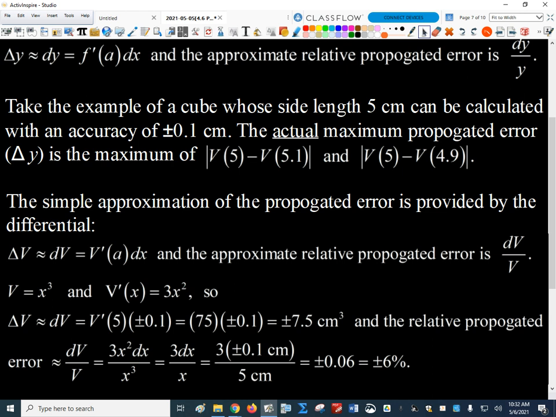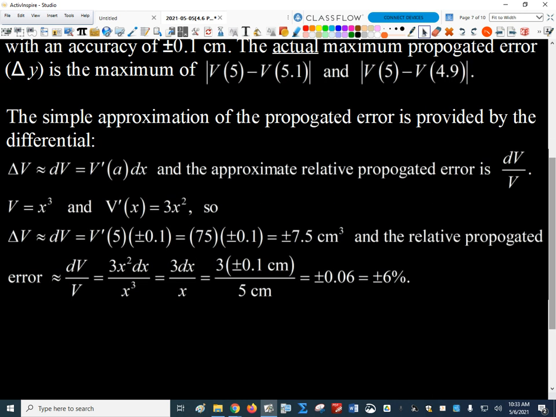Well, that's a lot of work, right? That's a lot of stuff to do. Instead, we could just make an estimation of the propagated error by saying, okay, if dx is the measurement error in length, then dV is just going to be the amount that impacts the calculated volume. So that's my propagated error. Okay, give me thumbs up, thumbs down, thumbs sideways on that.